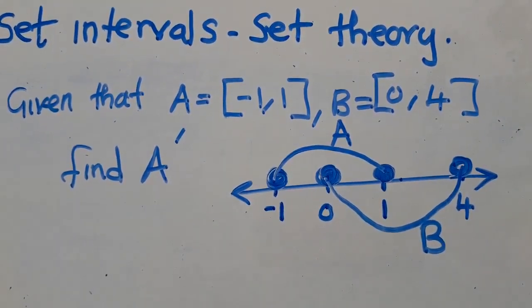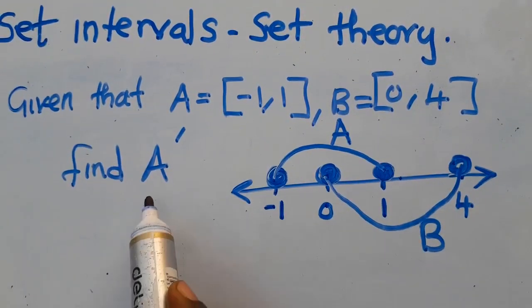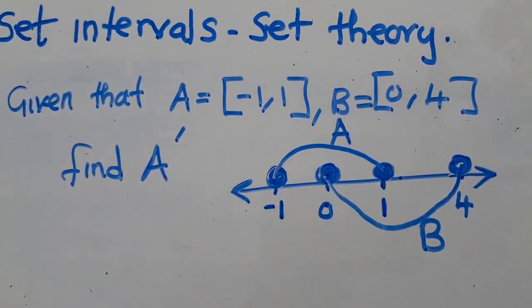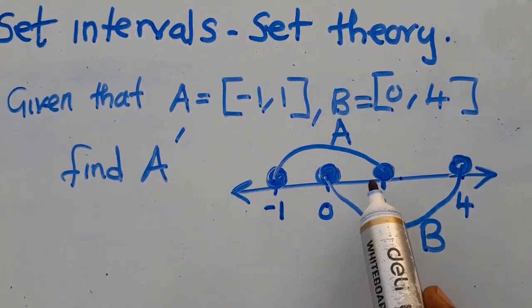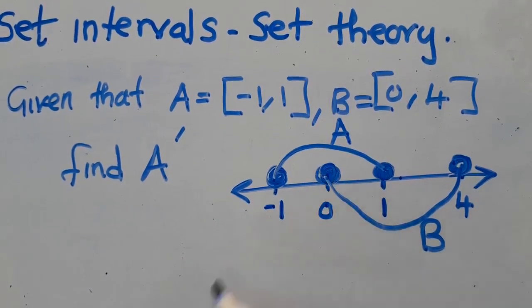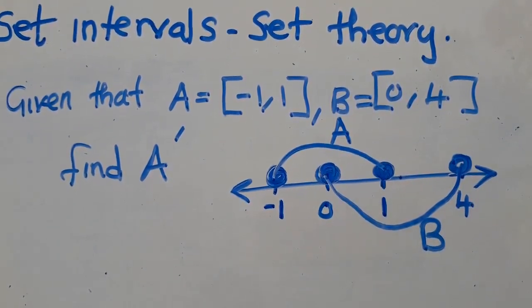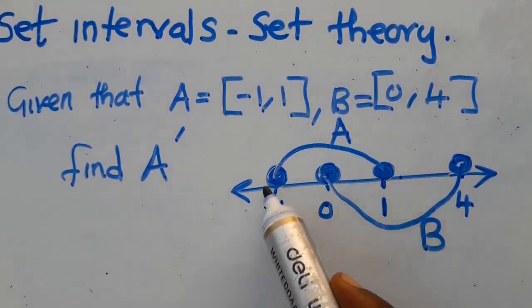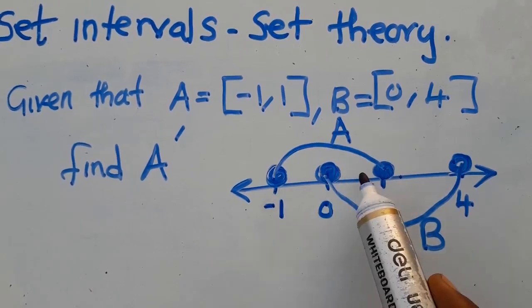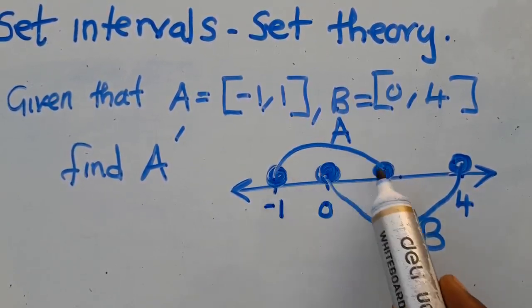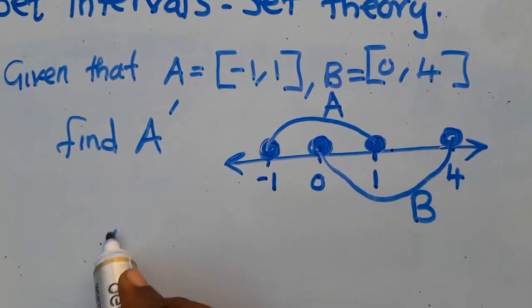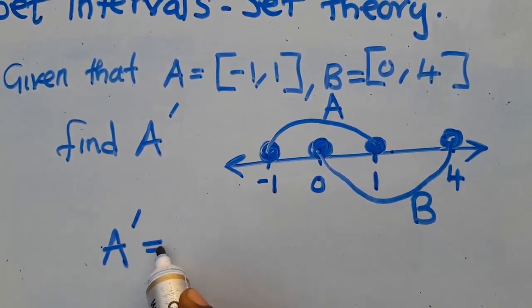So with this now, what you need to understand is that they are telling you to find A complement. How can you find A complement? You remove A. When you remove set A, what are you going to remain with? Let's remove set A. Have you seen? Set A is removed. So if set A is removed, to answer that, you are going to say A complement is equal to.